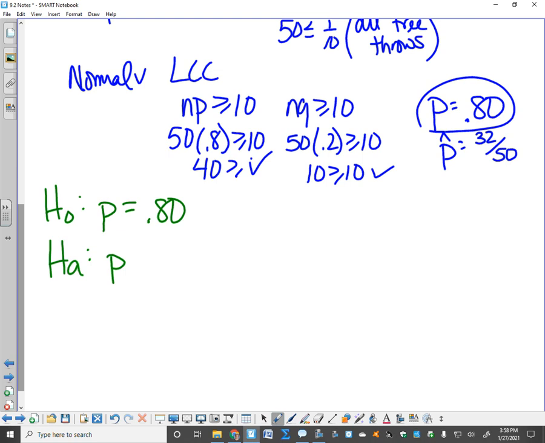Now for your alternate, you don't change the 80. So I'm not touching the 32 over 50. I'm just saying I think he's exaggerating, so therefore I think it's less than 80%.